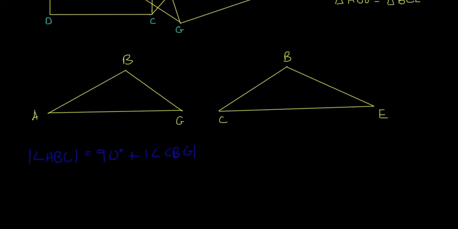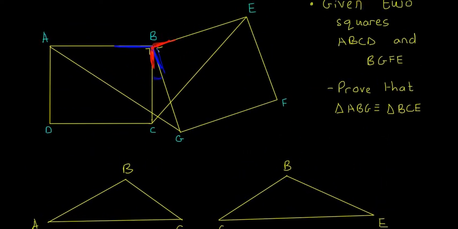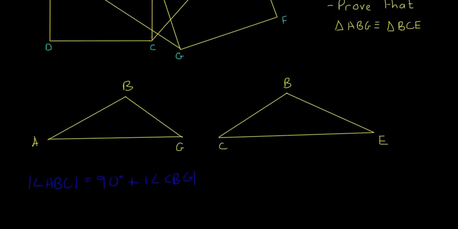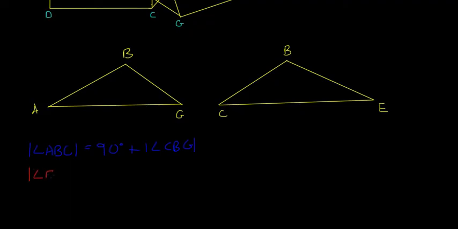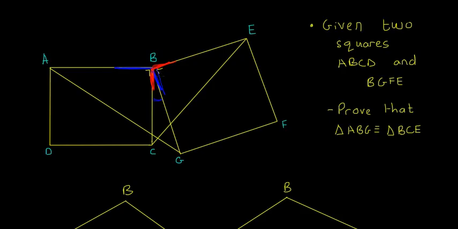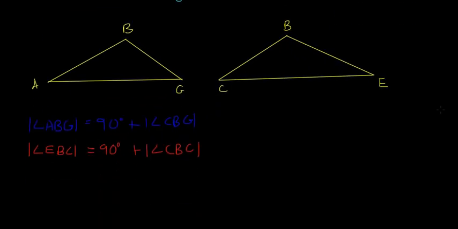And now for the red one, the red angle is EBC. So the angle EBC is also equal to 90 degrees plus the angle CBG, because if you look at that, it has its own 90 degree little bit, the right angle, and then it also has the little angle in between. So that's what that red angle is made up of. So we can say that that's true.